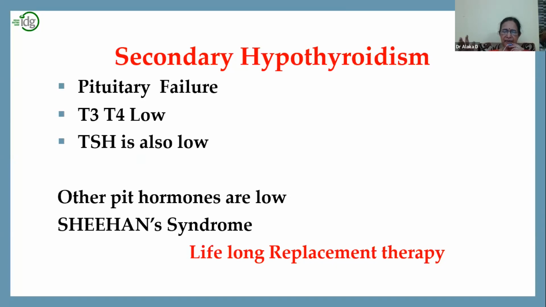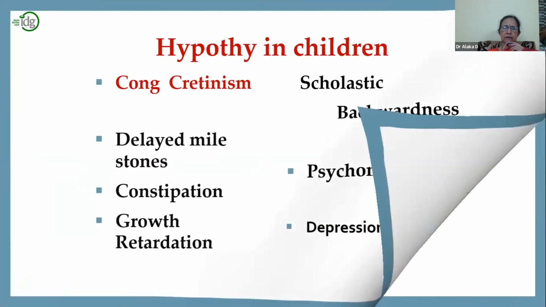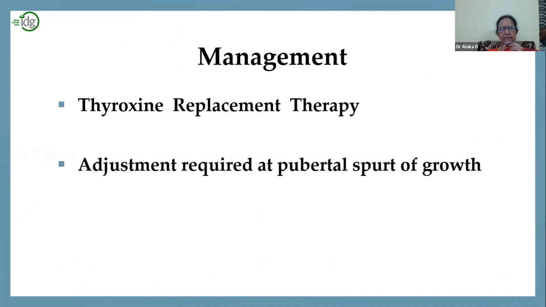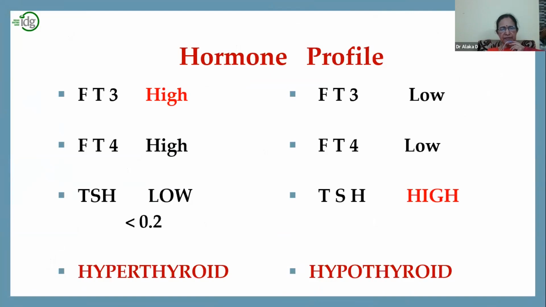And then after maybe 8, 10 years, now she comes with hypothyroidism. Now she comes with recurrent infections, hypoglycemia because of low cortisol level. So in Sheehan syndrome, it is not only TSH that is low, but all other pituitary hormones are low, and therefore it requires lifelong replacement therapy. Okay, thyroxine replacement even in children. At the pubertal growth spurt, we have to adjust the dose because the child will require a slightly higher dose. Now I go to hyperthyroidism.